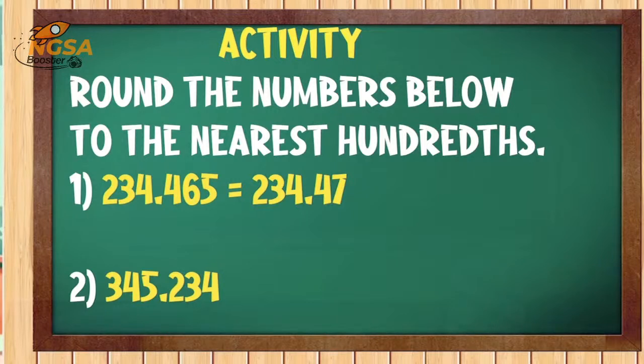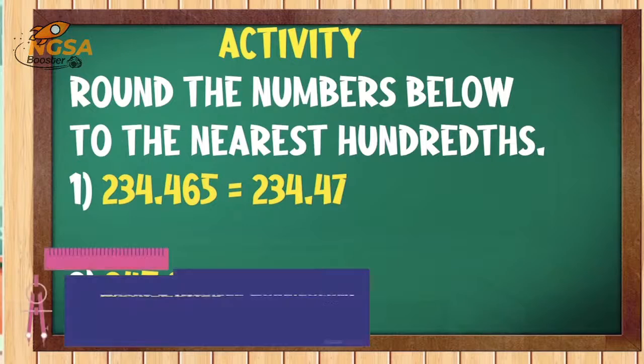345.234 rounded to the nearest hundredths is 345.23. Now, boys and girls, why? The number in the thousandths place is 4. It is less than 5. When the number in the thousandths place is less than 5, when we are rounding to the nearest hundredths, we write the decimal as it is.